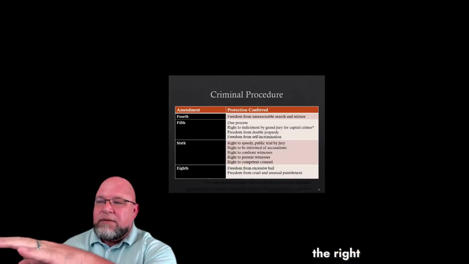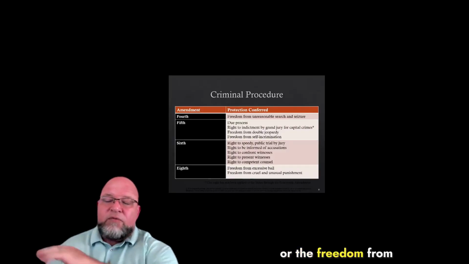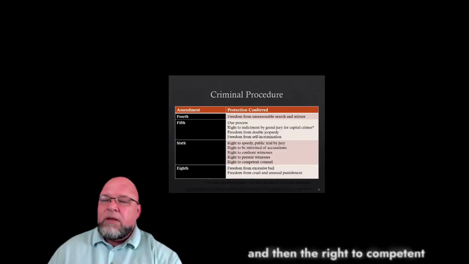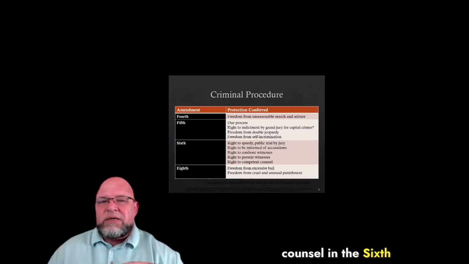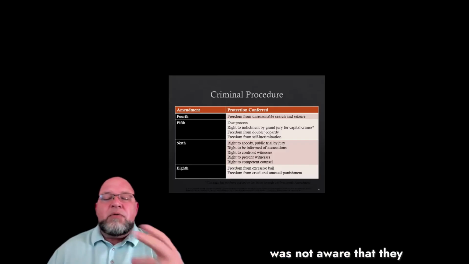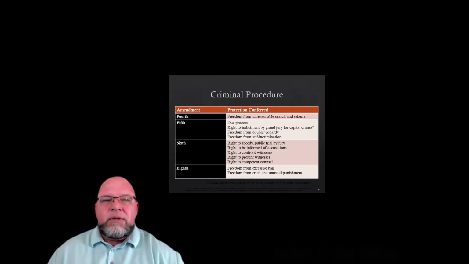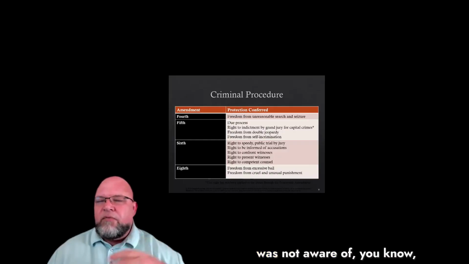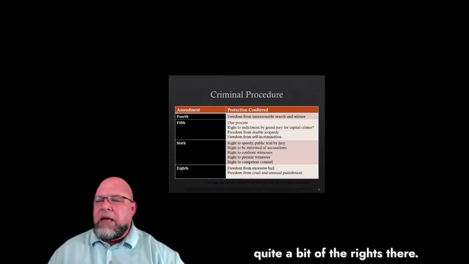That is the freedom from self-incrimination in the Fifth, and then the right to competent counsel in the Sixth. It came about because Miranda, the person they're named for, was not aware of those types of things, was not aware that they needed to stop talking, was not aware of quite a bit of the rights there.